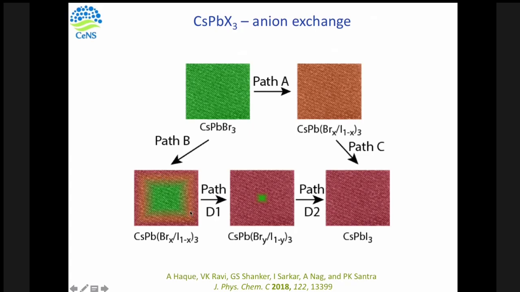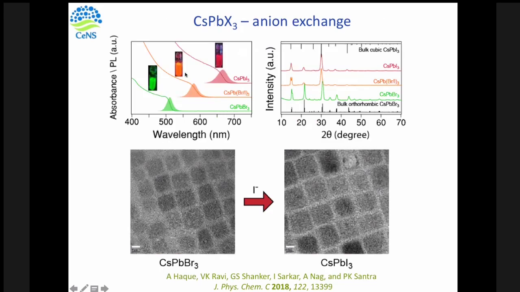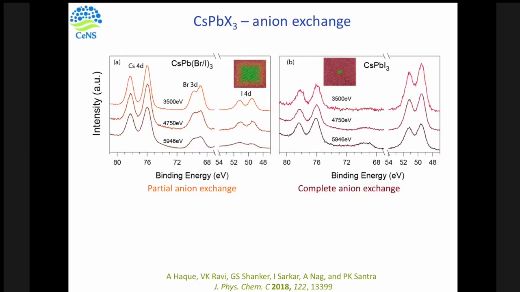one of these compositions where we see this orange color, and then we consider the final. So these are the three systems we took, and we did the variable energy photoelectron spectroscopy for this material. Here I show the example for cesium lead bromide iodide and cesium lead iodide, which is fully converted, and this one on the left hand side, shown in figure A, is partially converted, partial anion exchange.